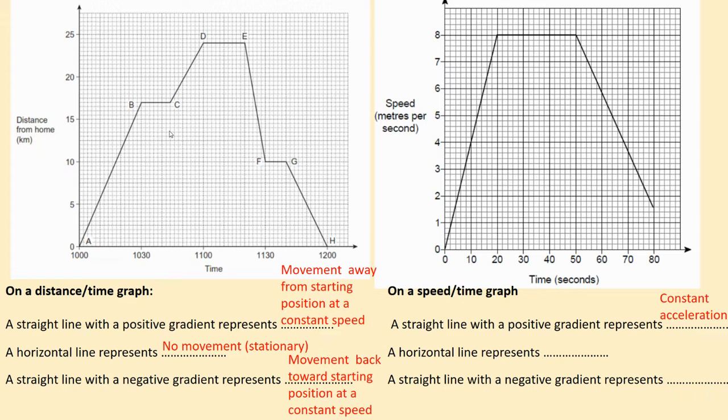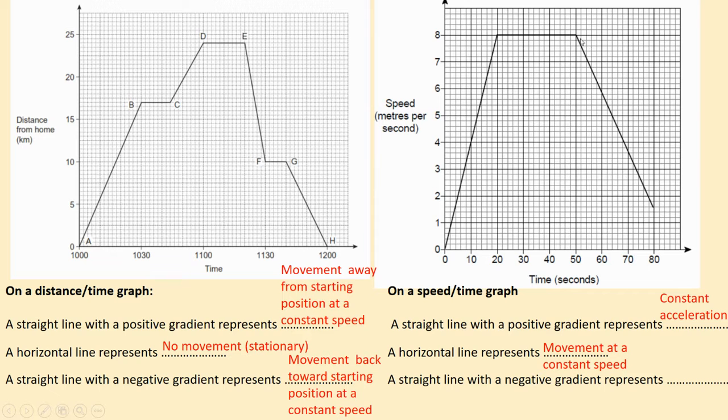Constant acceleration is what's happening at that point. However, a horizontal line, like we have at the top here, shows us movement at a constant speed. So between the 20 seconds and our 50 seconds, it's moving at a constant speed of 8 meters per second.